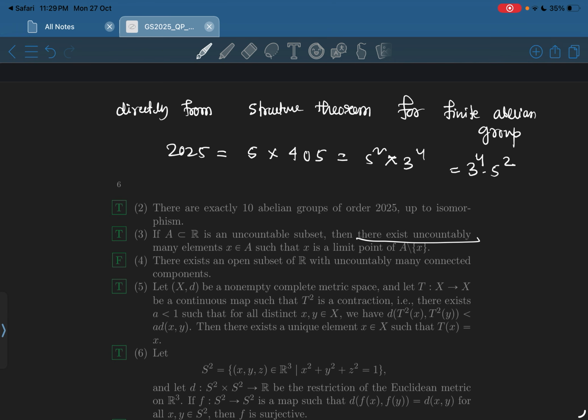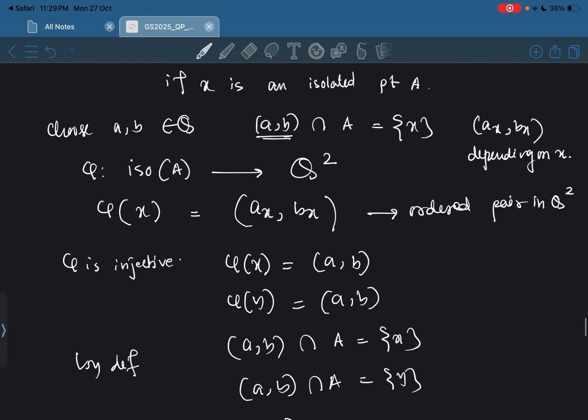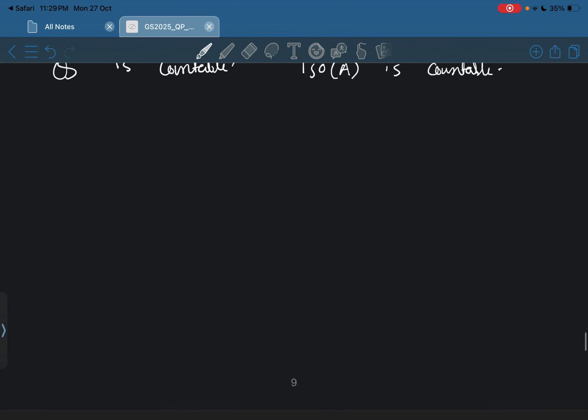There exist uncountably many elements of A which are limit points of A. That's why this is true. Okay. Now by using the same kind of concept, you can show the fourth one. The fourth one is almost a similar kind of problem. The fourth problem asks whether there exists an open subset of R with uncountably many connected components. Similar thing will hold, right?